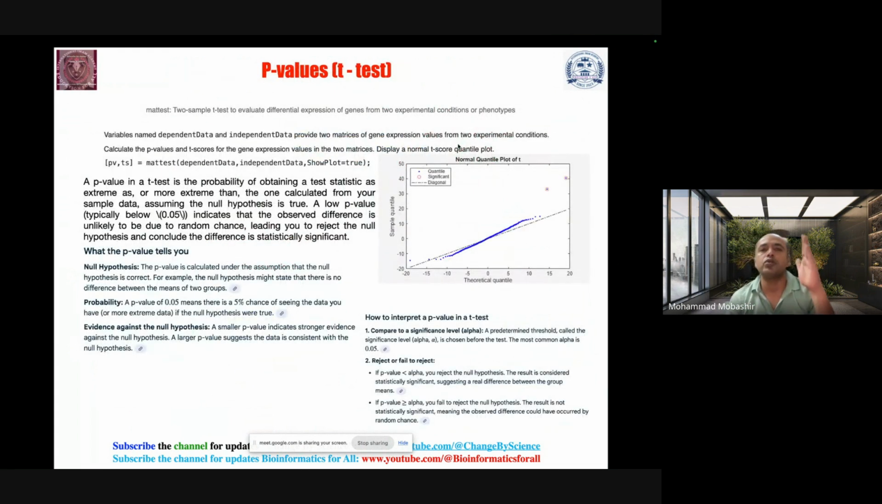For this purpose, you need to perform the statistical significance analysis, that is p-value calculation, and then use the t-test of your choice for the data type or analysis goal. And for this, you need to understand the null hypothesis, probability, evidence against the null hypothesis, and how to interpret them, when to reject, or fail to reject. So compared to the significance level, what could be the threshold level which you need to assign for the p-value.